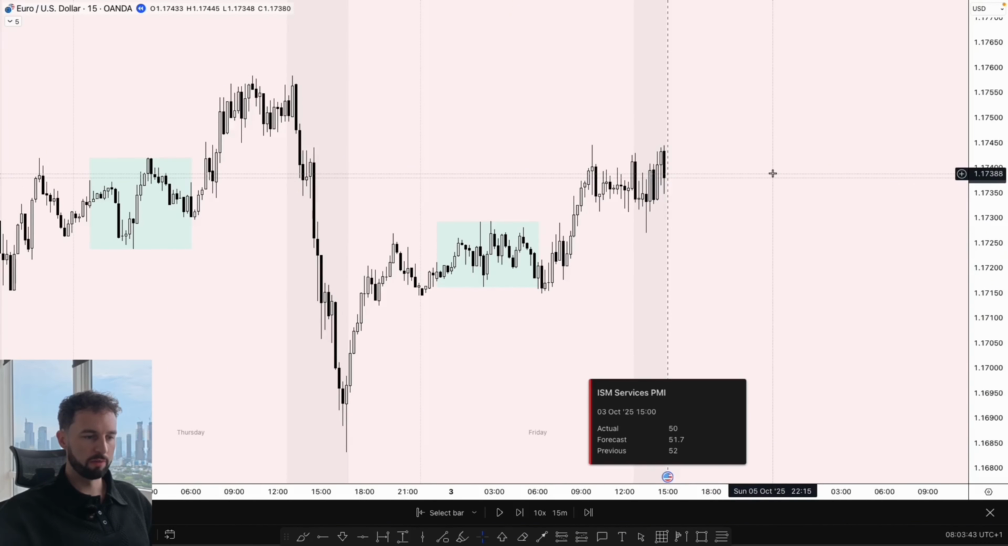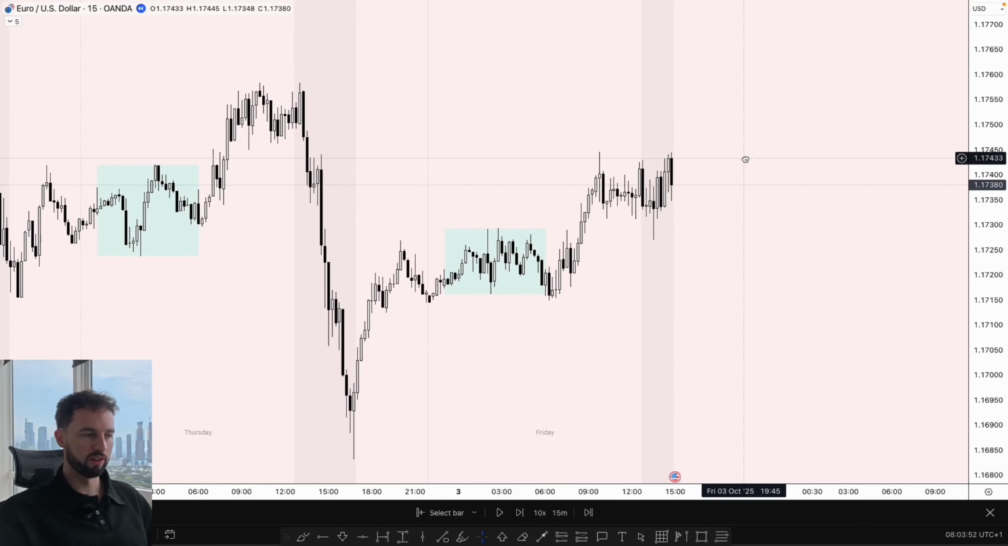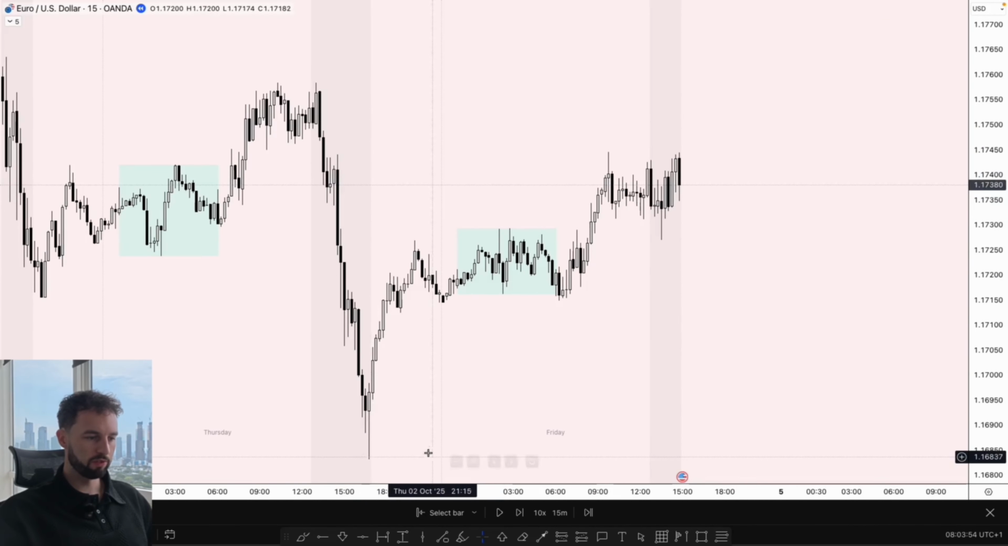So typically I'm only going to be trading after the news. I don't trade into news. I always trade after it, right? So for me, with my strategy and how I trade this, I'm only going to be looking at price action after. But again, same process, right?